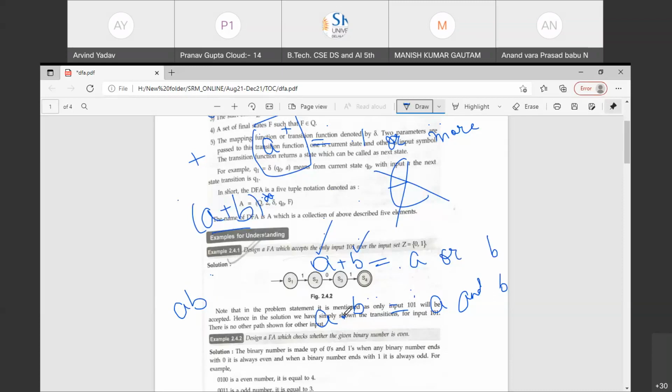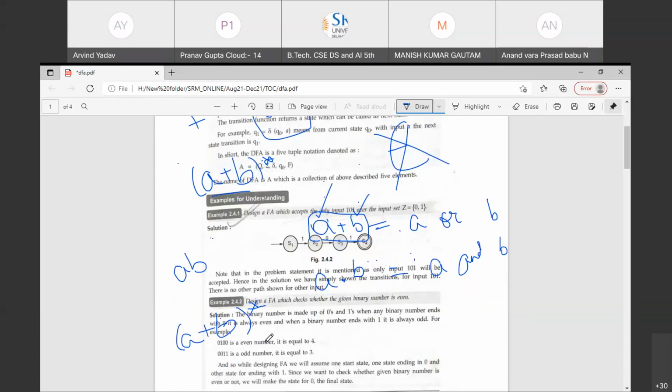But if I say A plus B, it means it is an option that we can select either A or B. It doesn't mean that every time we should have these two alphabets only. It can be any input alphabet. So when I say A plus B, I can pick either A or I can pick B. But when I say A plus B whole star, then what does it mean?